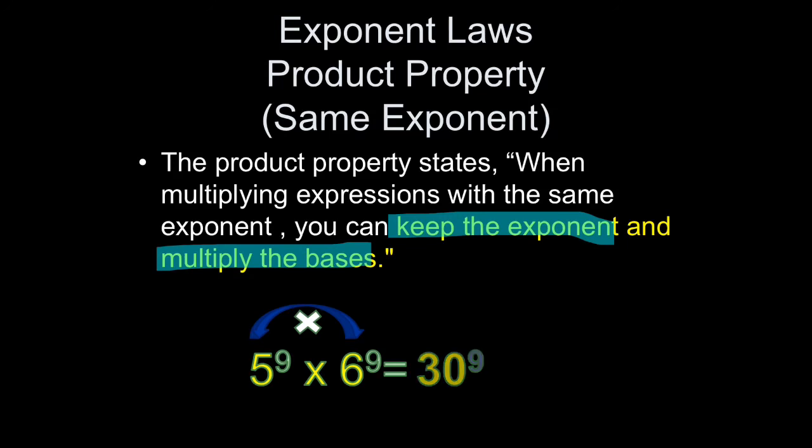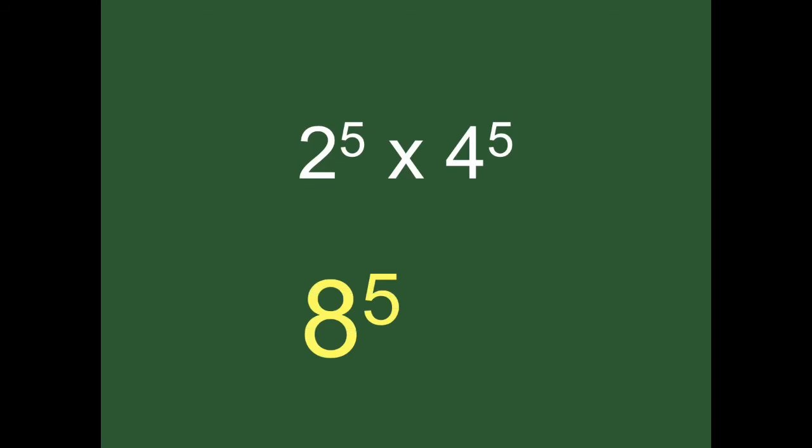So let's start taking a look at some of these examples in green, in which, again, we're talking about a product, which means multiplication is involved, but in this case, the exponents are the same. So we multiply the bases, 2 times 4, we get 8, we leave the exponent of 5, and we get 8 to the 5th power.